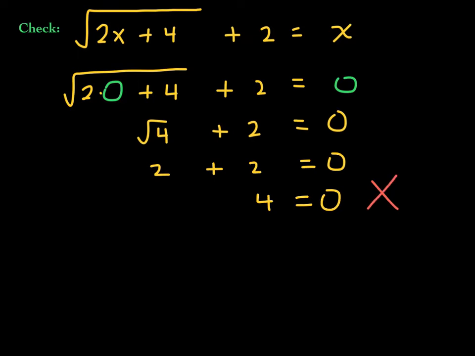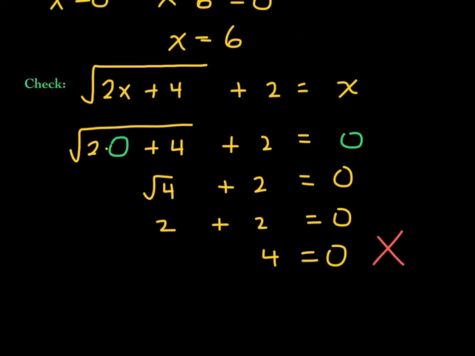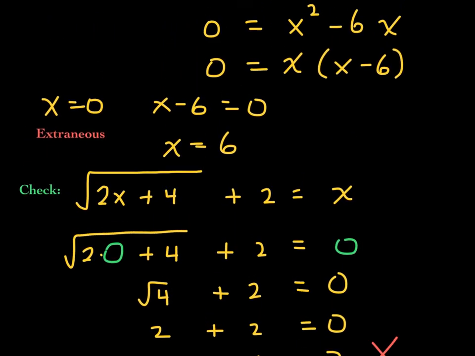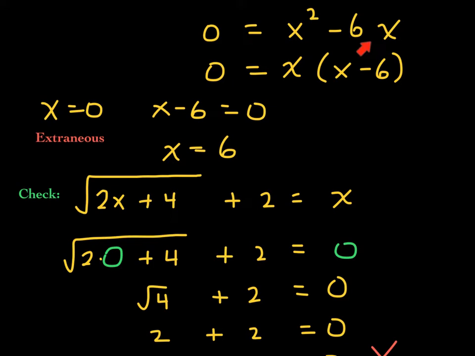So what I'm going to do is I'm going to go back to this solution, x equal to 0, and I'm going to label it as extraneous. What this means for us is that x equal to 0 satisfies the manipulated equation, which is here, right? This is the manipulated equation, but it does not satisfy the original. This is the original. That's what extraneous means. So x equal to 0 is not one of your final solutions.